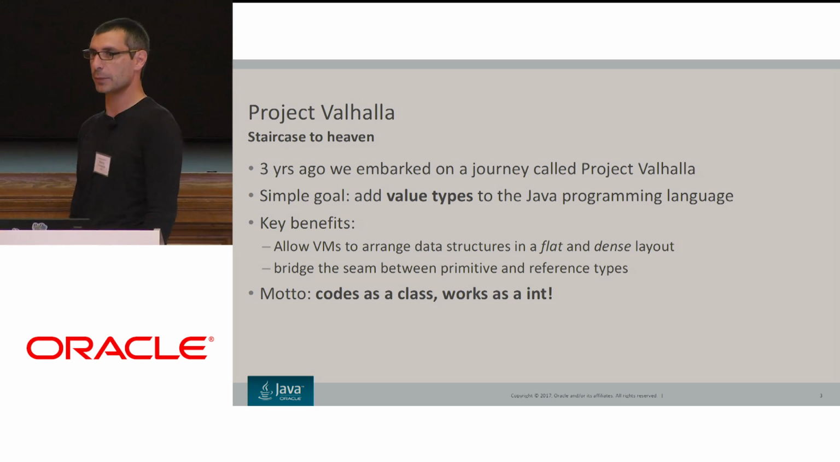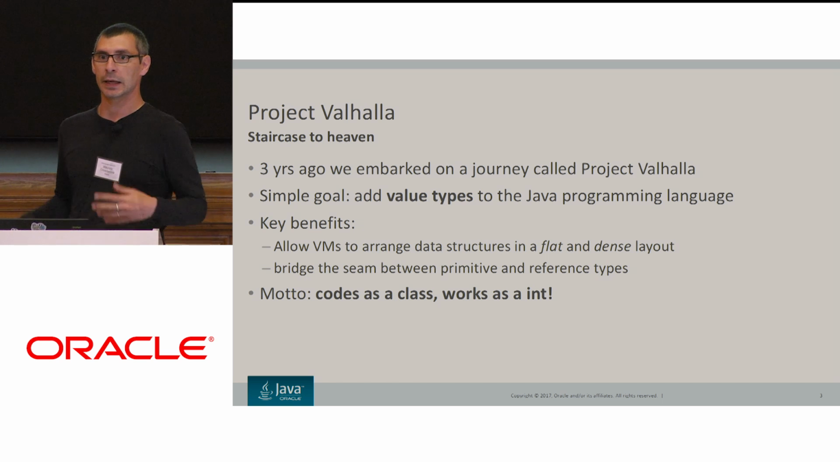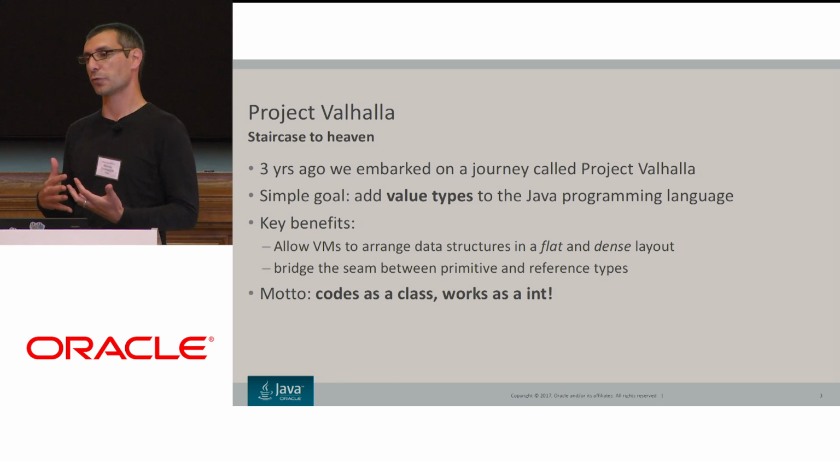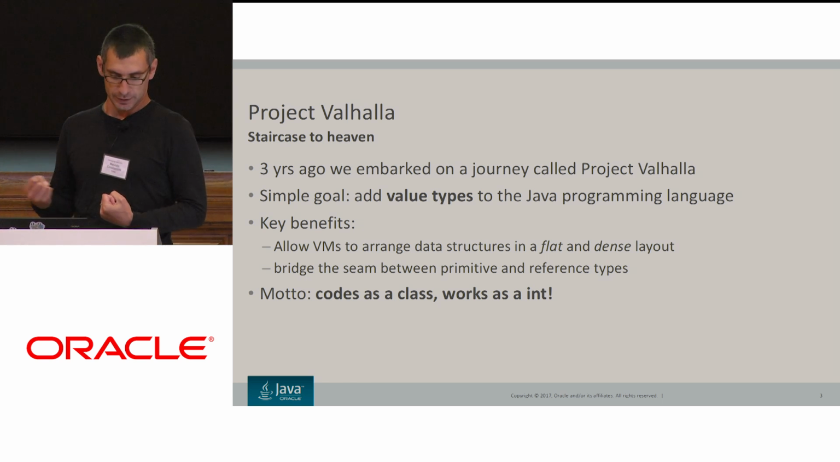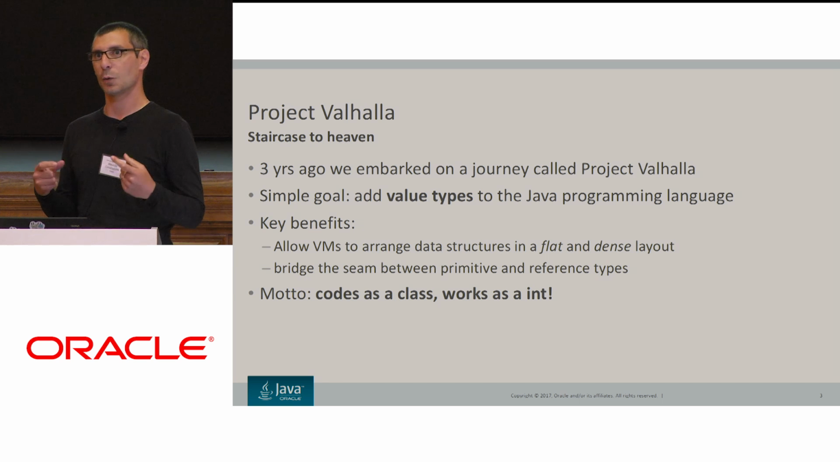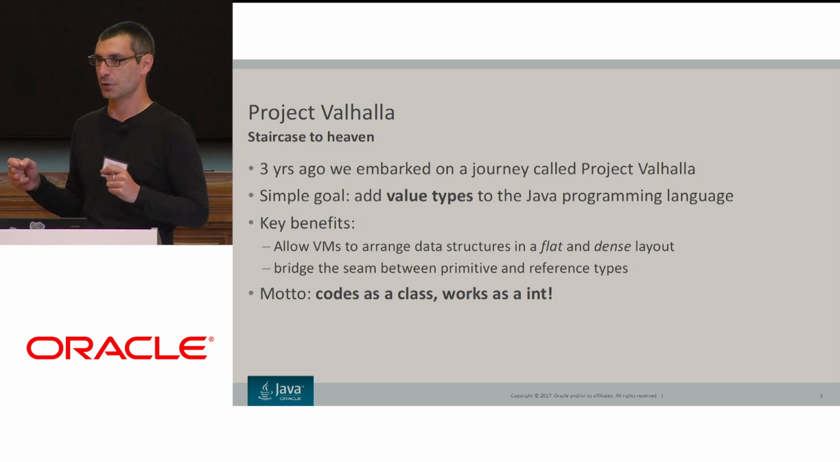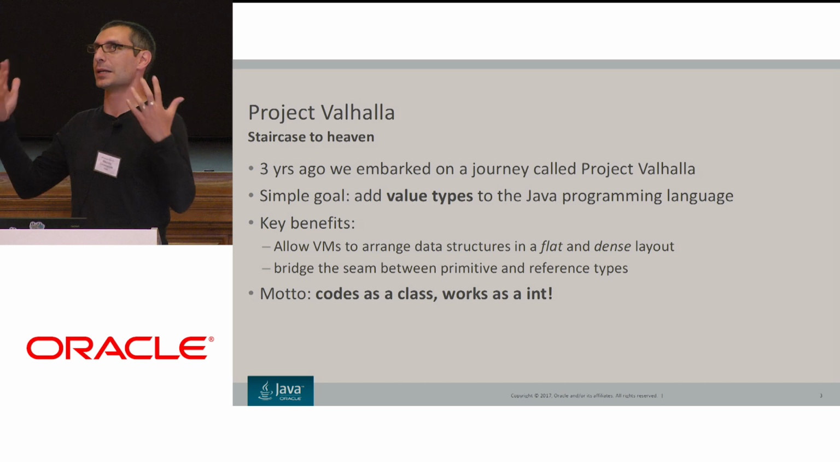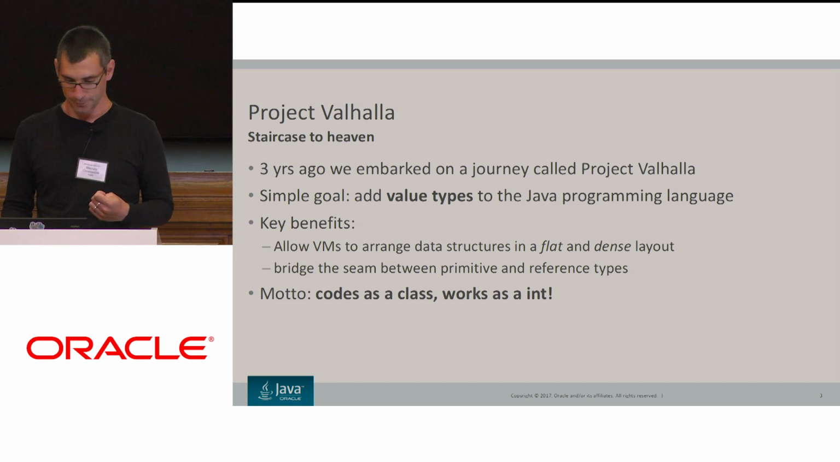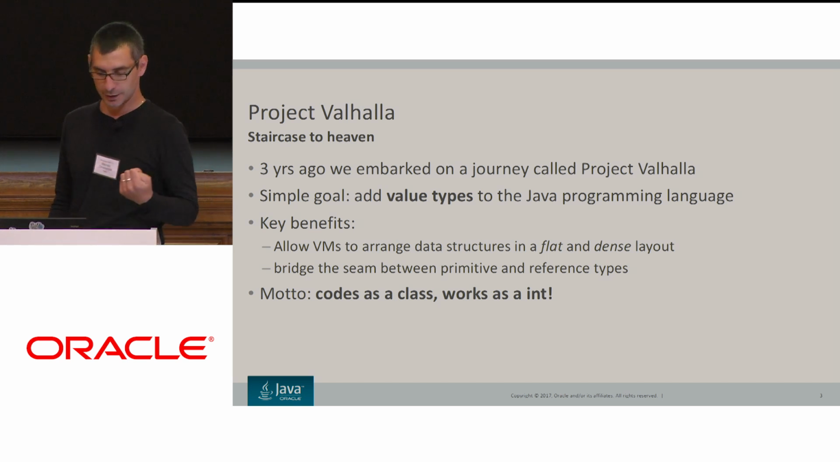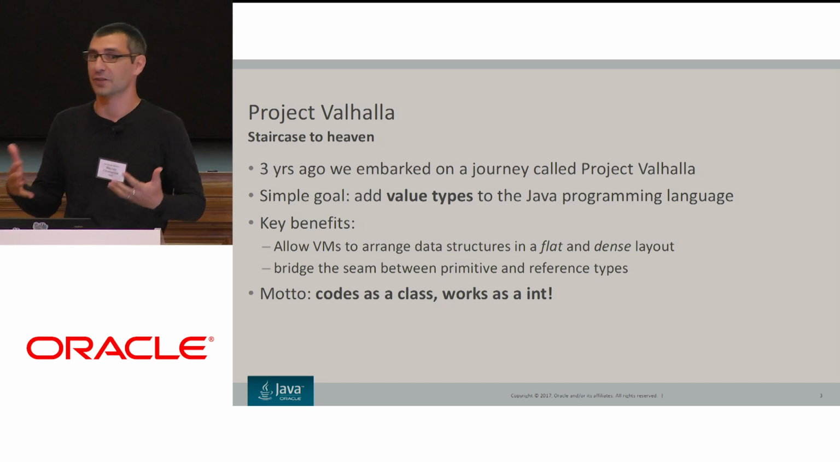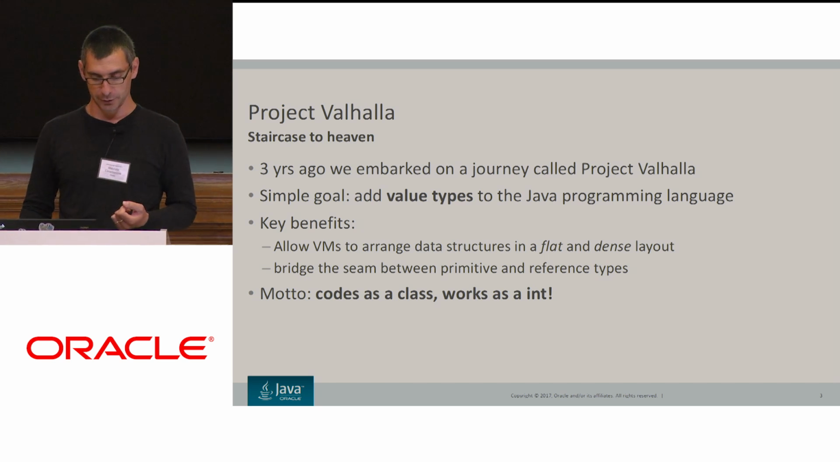One was to allow the VM to efficiently allocate data structures in a way that was free of indirection, so to achieve flatness and more density. And also to remove one of the nastiest seams in the language, which is basically the distinction between primitive types and reference types. So by adding values, our dream is to unify references with primitives. And the motto for value types is it codes as a class and works as an int, which is a good motto, but it also gives us some understanding of how things should work when you start using values.